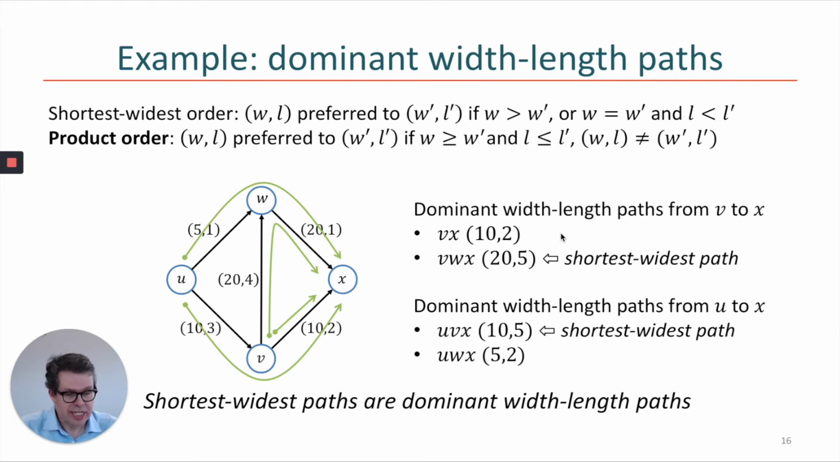In this network, which is the same as before, there are two dominant width-length paths from V to X: path VX with width-length 10, 2, and path VWX with width-length 20, 5. 20, 5 and 10, 2 are incomparable. One has greater width, the other has smaller length. The two dominant width-length paths from U to X are path UVX with width-length 10, 5 and path UWX with width-length 5, 2. Note, and this is very important, that the shortest widest paths are found among the dominant width-length paths.